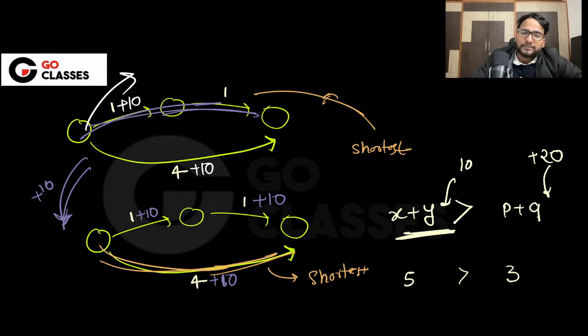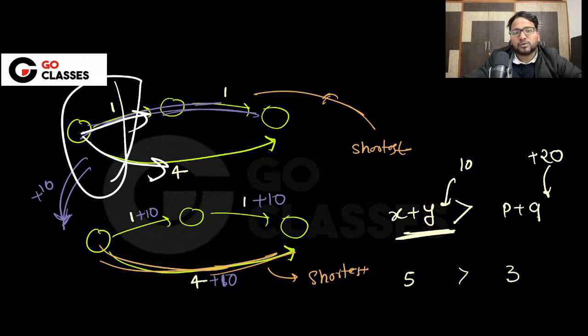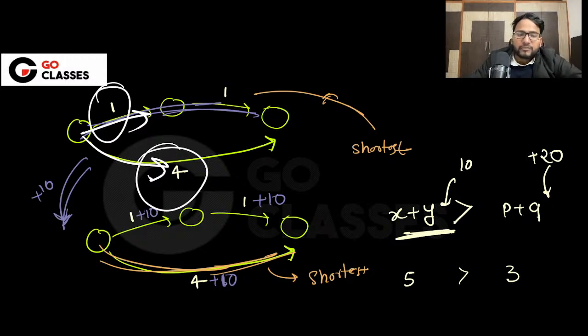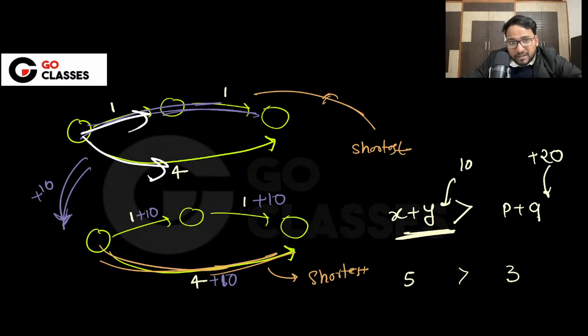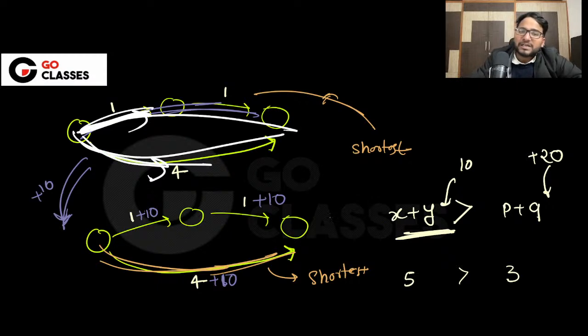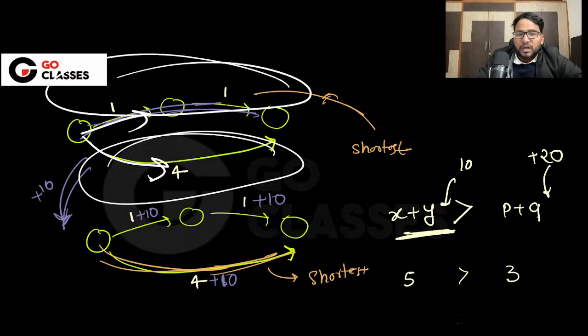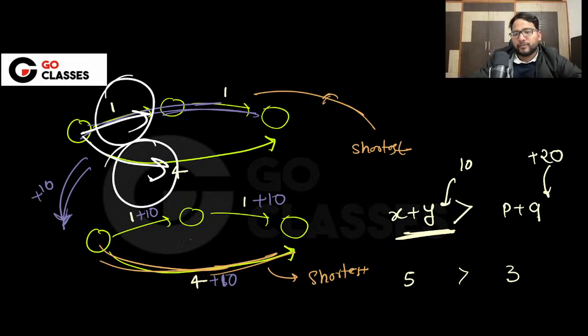Then will the shortest path change? See, if I'm adding only to the edges which are outgoing from S, and not to all edges, then the shortest path won't change. Any path going here will contain either this edge or this edge. So basically in every path we are just adding evenly. We are not adding 20 here or 10 there. We are adding 10 here and 10 here only. So suppose if I ask you this question, then what will you answer?